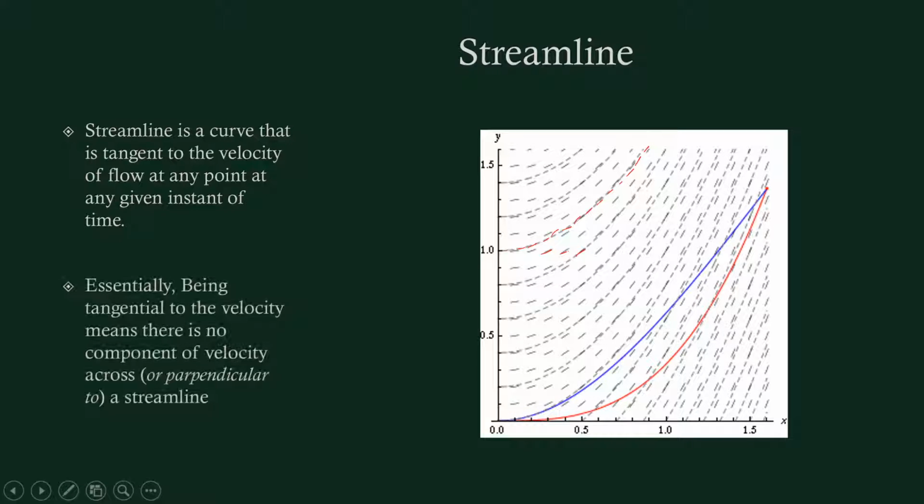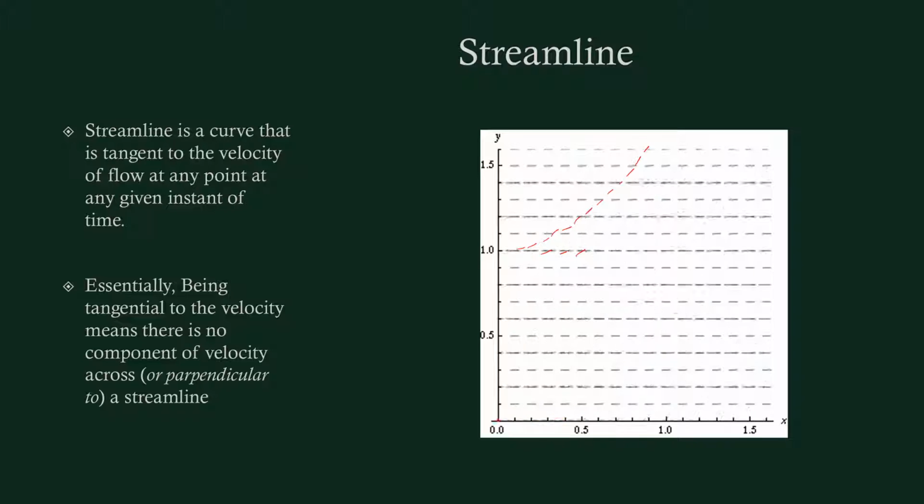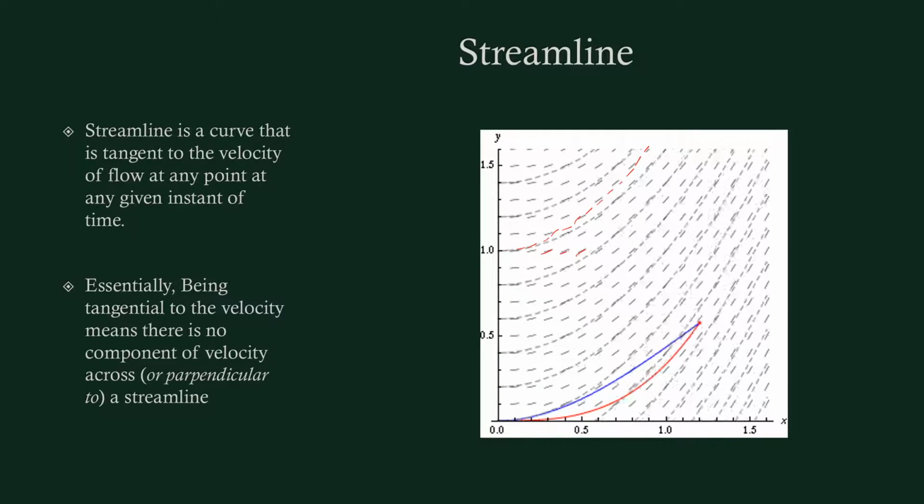That means at any given moment, the flow is going to take place along that streamline. By definition, it is tangential to the velocity, and therefore it means that the component of velocity across a streamline, that is perpendicular to the streamline, is 0.